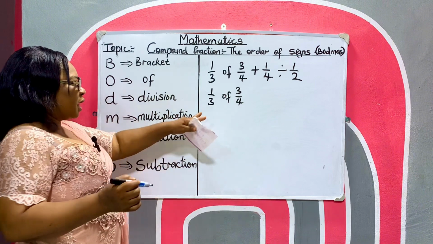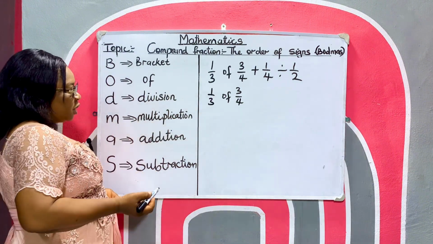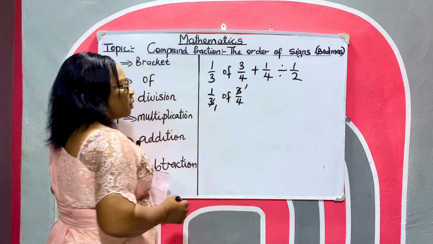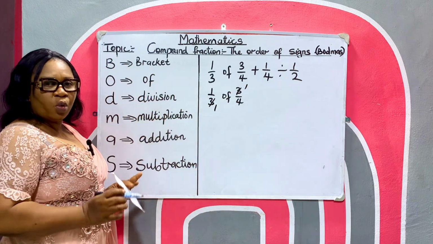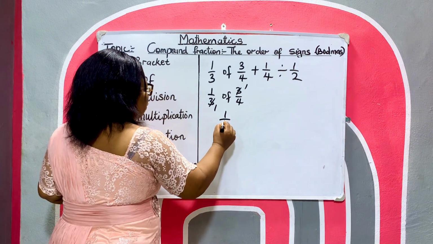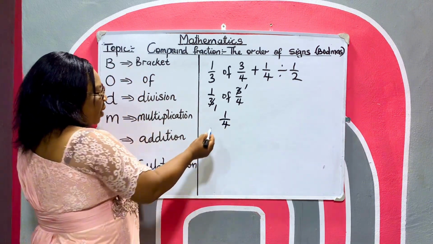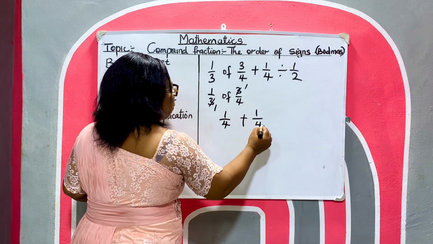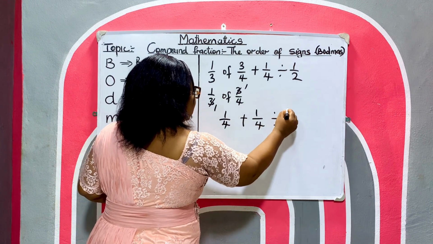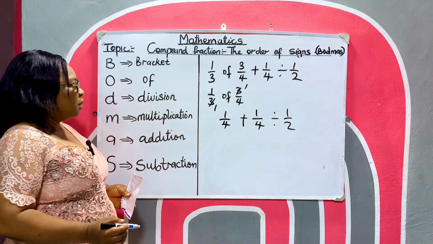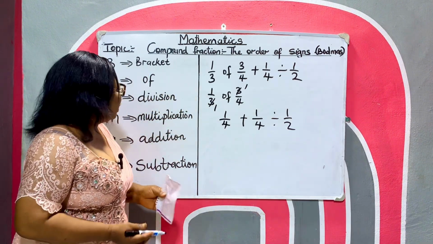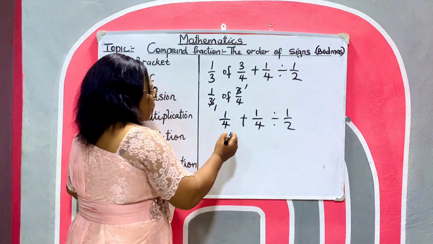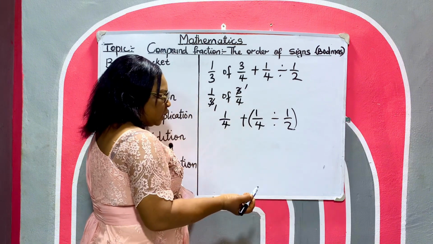Yes, as we know that of is also multiplication, okay? So 3 divide itself 1. 3 divided by this will give us a 1. So in this one, we are having 1 over 4 as the answer. And when we have 1 over 4, we bring down this addition, bring down this 1 over 4 and half. And we look at it again. Which one do we go next? Division. Okay, division is the next one. So we bracket division and do it.